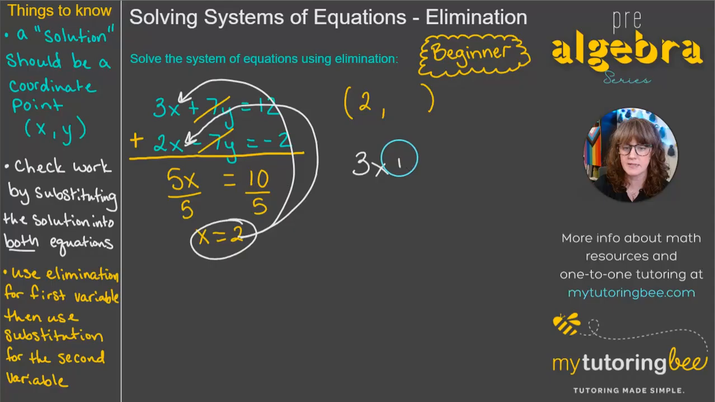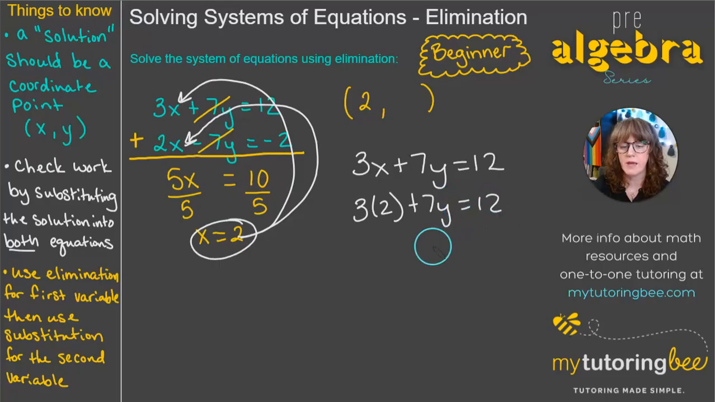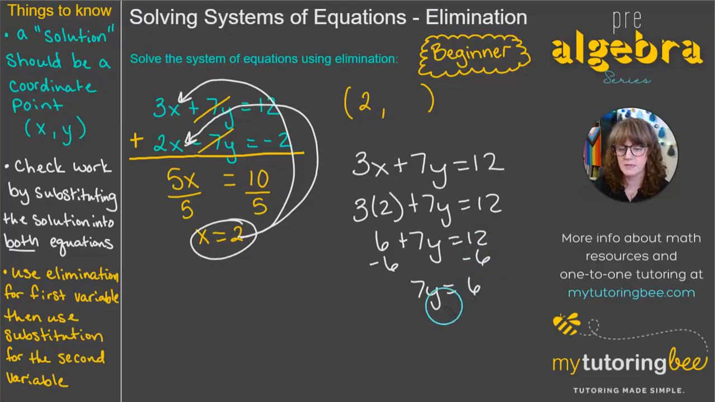So we've got 3x plus 7y equals 12. I'm just rewriting that equation. I want to substitute in 2, so instead of x, I'm going to go ahead and put a 2 in there. Plus 7y equals 12. And now we have an equation with only y as the variable, so now we can solve for y. So 3 times 2 is 6, plus 7y equals 12. And then we're going to subtract 6 from both sides. So we get 7y equals 12 minus 6, which is 6. And then we're going to divide by 7, y equals 6 over 7.